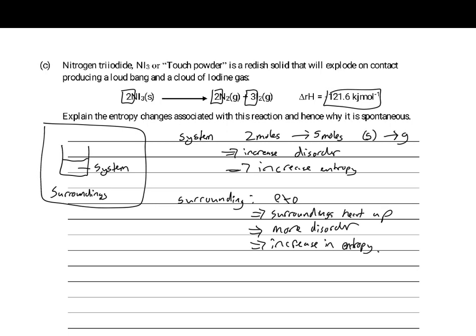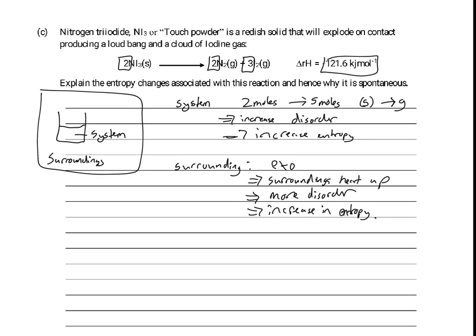Right, the final catch of the question, it says, explain the entropy changes associated and hence why it is spontaneous. So we need to link our two ideas to spontaneity. So because entropy has increased for both, so positive entropy change for both, and on a side note, because it's exothermic, this makes the reaction spontaneous. So because of these two things, the reaction is spontaneous.